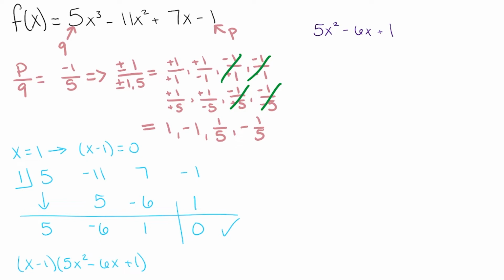We'll take our a and our c term, multiply them together, we get 5, and we want to look at the factors of 5 that will add to give us negative 6, which is 1 and 5. That's exactly what we're going to use. So we can expand this into 5x squared minus 5x minus x plus 1. Negative 5x minus x will give us negative 6x. So now let's factor by grouping.